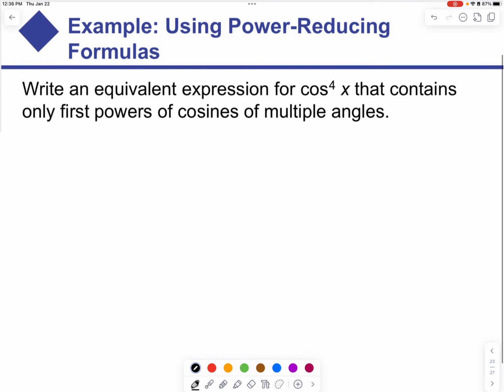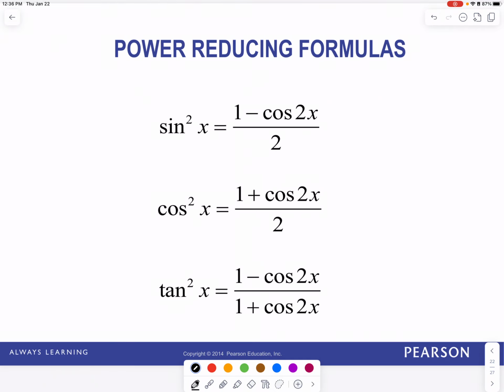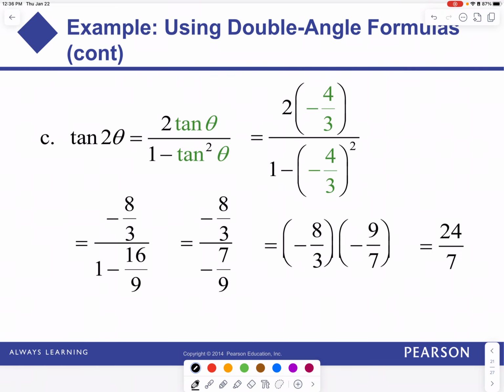Okay. So here we're asked to write an equivalent expression for cosine to the 4 of x that contains only first powers. So we want to use those power reducing formulas. We got this cosine to the 4 of x. Cosine times cosine. Cosine, we just said in the previous, let me see something.